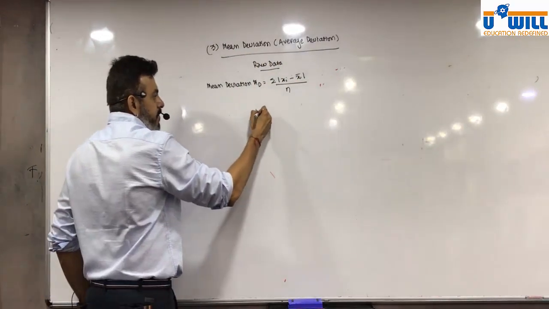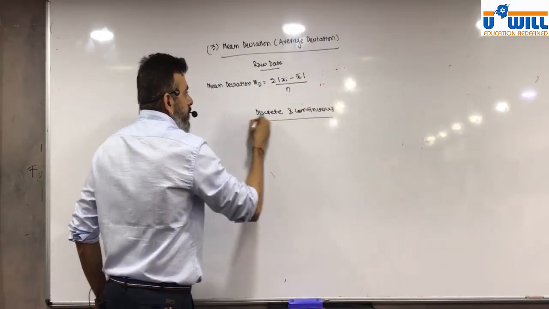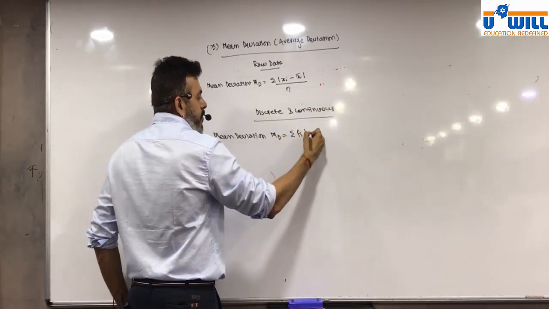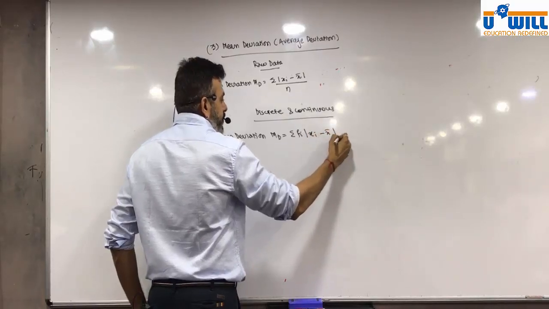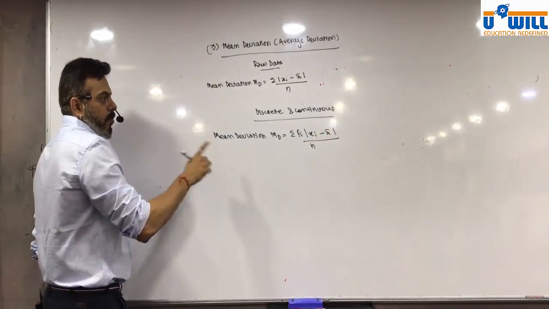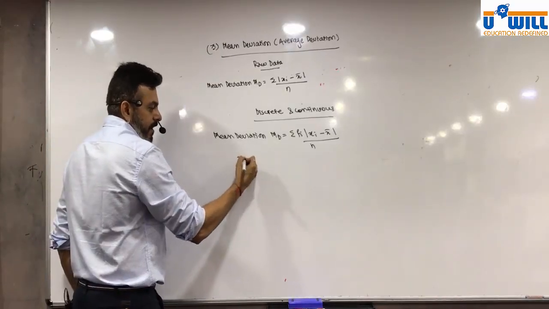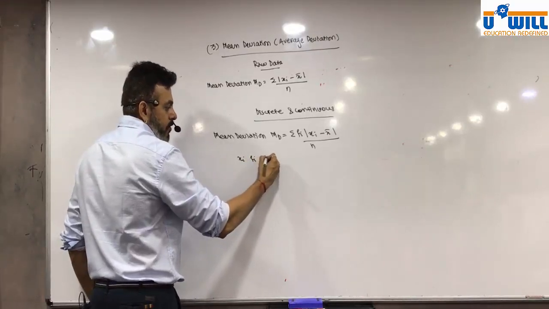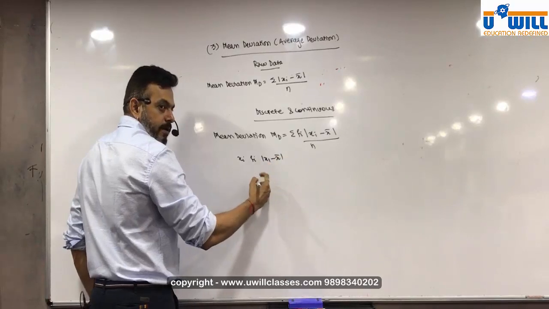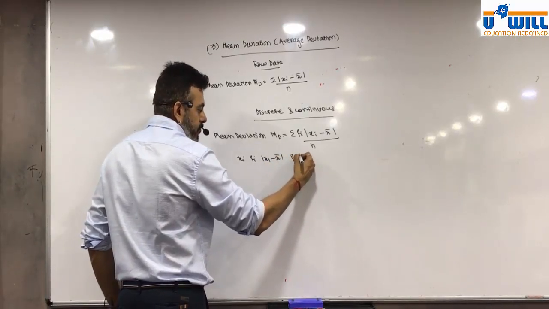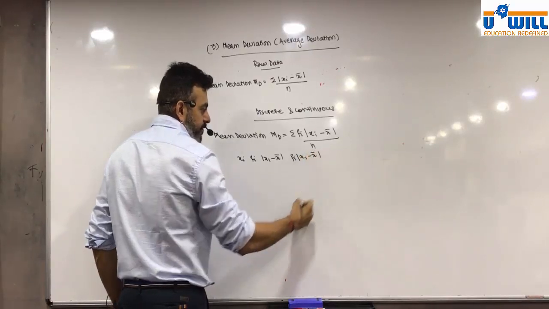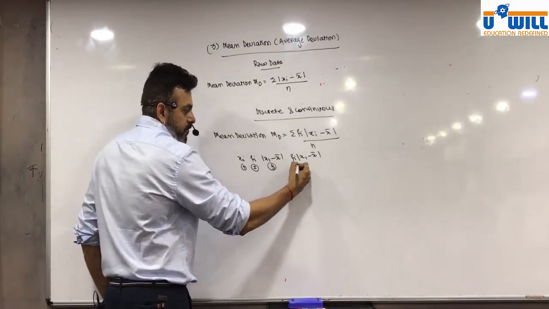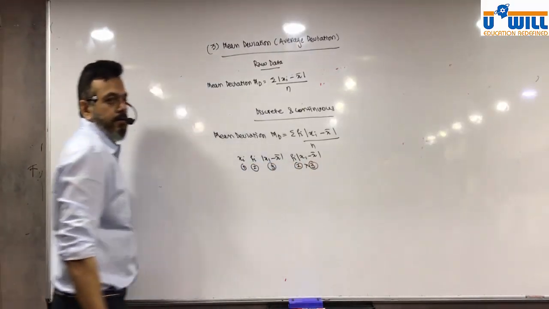Now, if it is discrete and continuous, then the formula for mean deviation is equal to sigma fi modulus xi minus x bar upon n. It means what? What columns will you have? You will have xi, you will have fi, you will have modulus xi minus x bar, and then you will have the column fi into modulus xi minus x bar. It means if this is 1, this is 2, this is 3, this will be 2 into 3. Understood this?